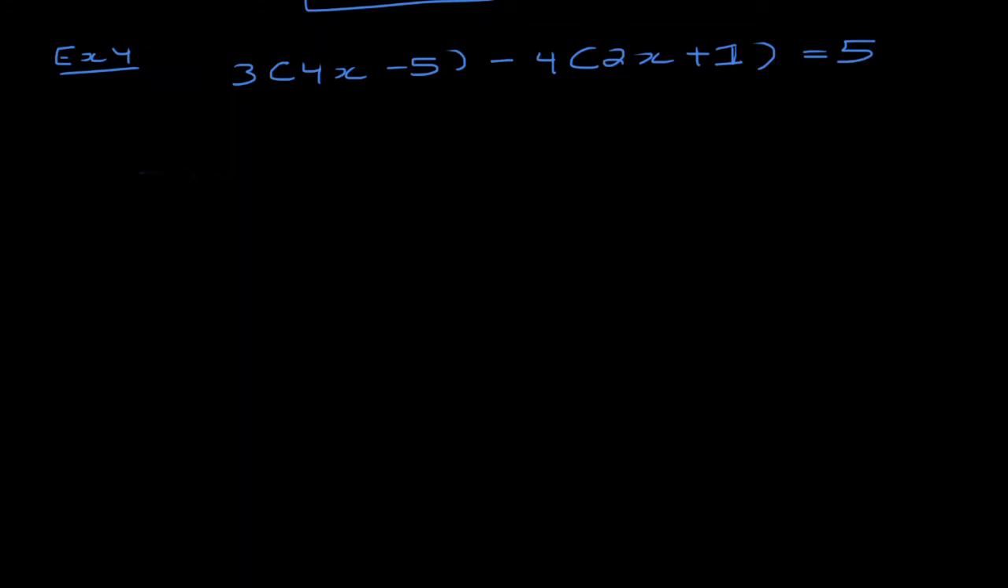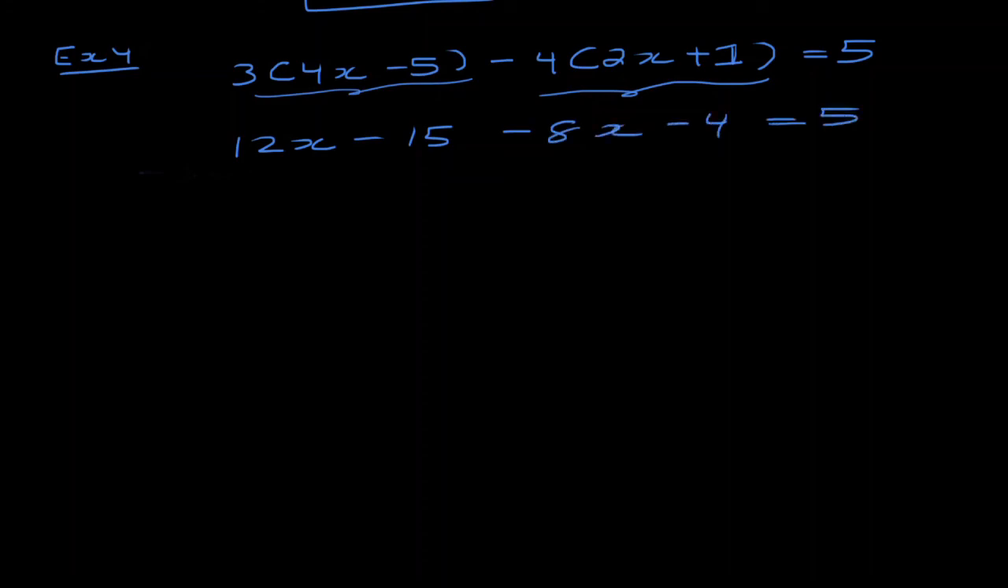So let's try example number 4, and we'll do 3 times 4x minus 5 minus 4 times 2x plus 1 is equal to 5. So where do we start? Well, we start with BEDMAS. So brackets, seems like the leftmost bracket makes the most sense, and multiplication, right? So we have to multiply this stuff out, we have to multiply this stuff out. So 3 times 4x is 12x minus 15 minus 8x minus 4 equals 5.